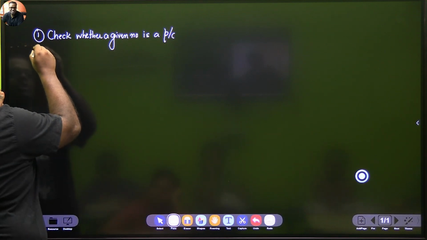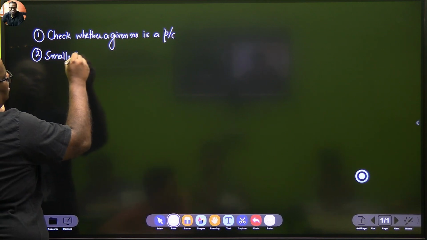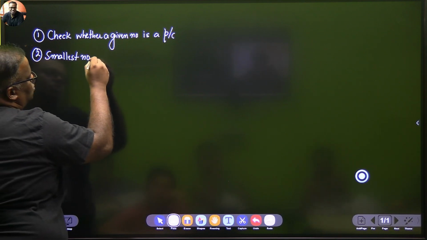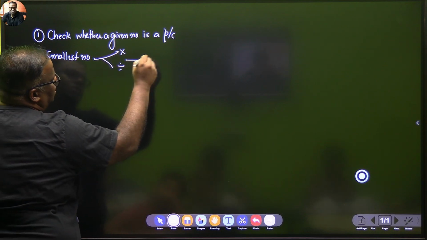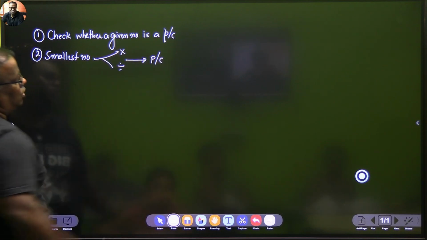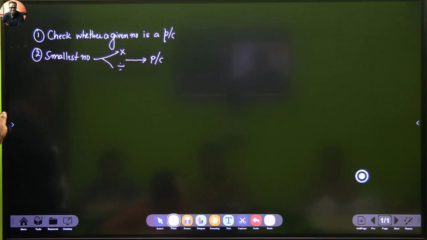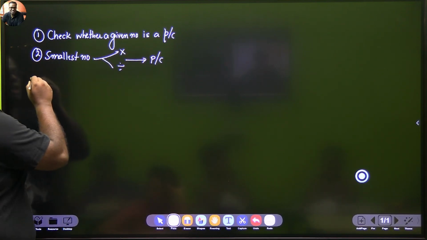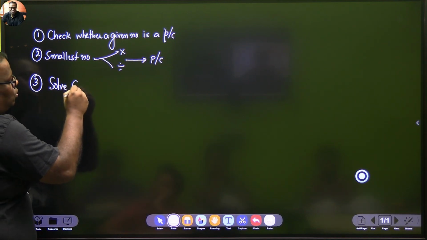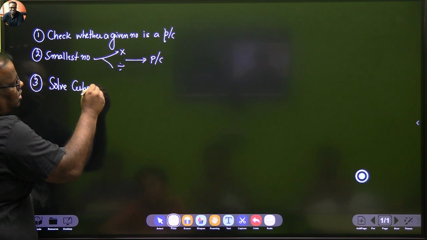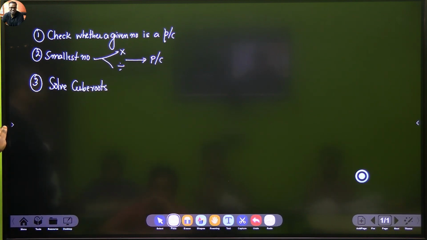Okay, second type is smallest number, and the smallest number question goes two ways: to be multiplied or to be divided, such that you make a number a perfect cube. I hope you know this type of problem also. Then the third type of problem would be to solve cube roots. This is another type of problem, cube roots. And how do you solve it? By prime factorization and hunting triplets.